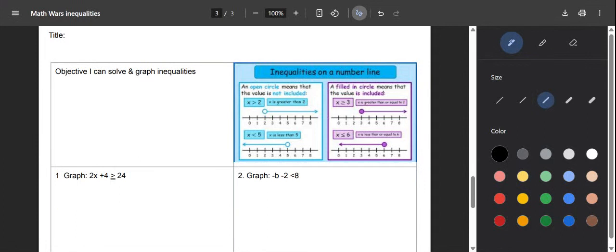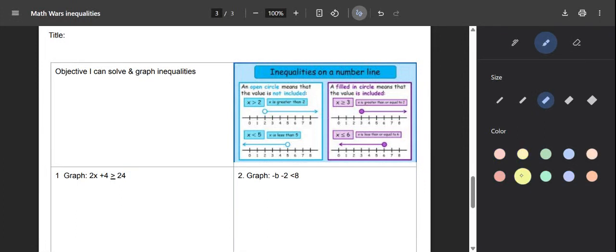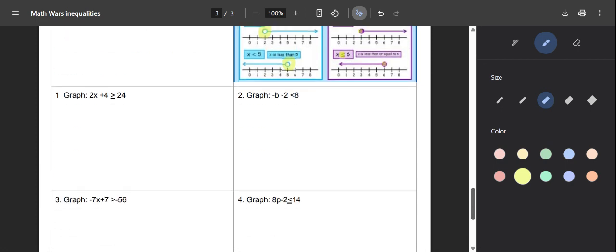Today we're going to solve and graph some inequalities, but today we're going to do two-step inequalities. A quick refresher: when the answer is not included, when it's x is greater than or x is less than, you use an open circle to say we do not include that number. If it is greater than or equal to or less than or equal to, we do go ahead and shade in that circle on the number line.